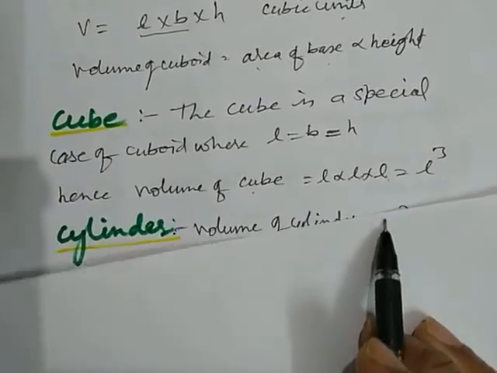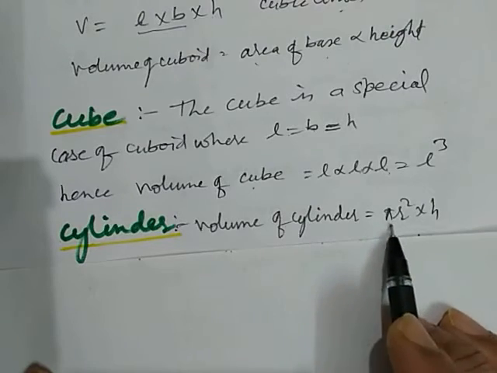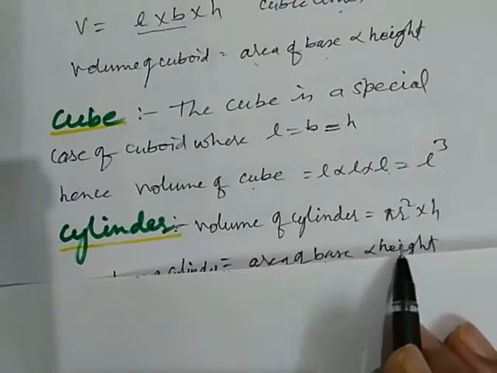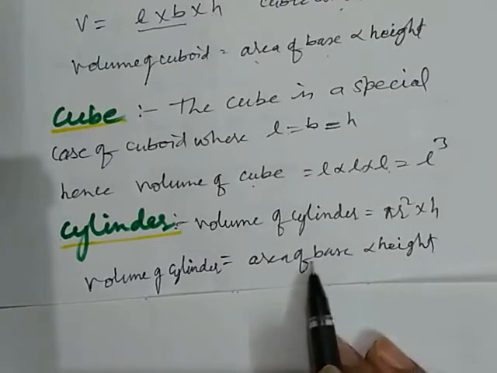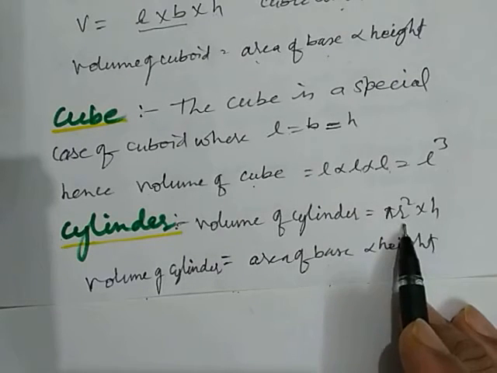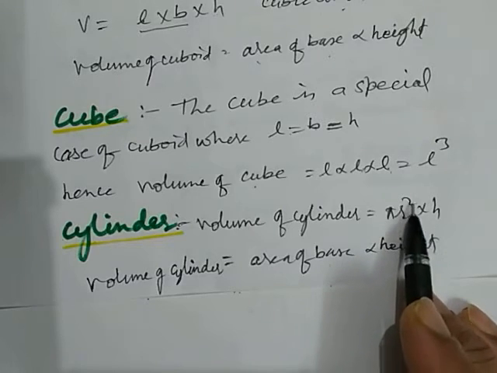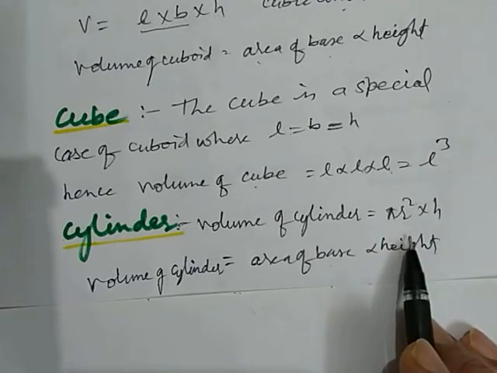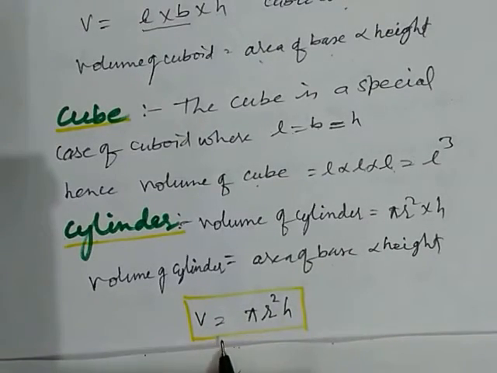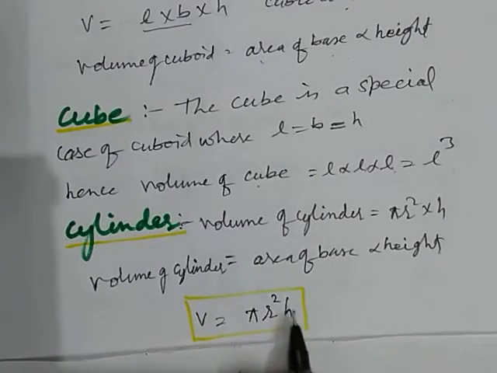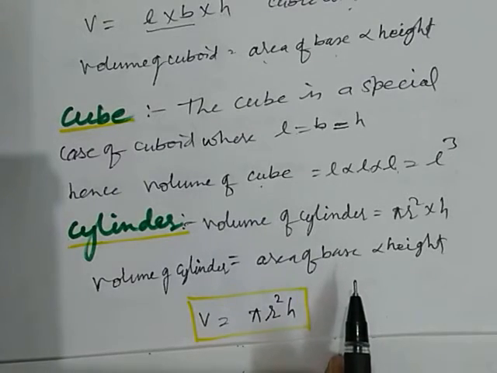Okay. Now cylinder. Volume of cylinder equals pi r square into H. Why? Because volume of cylinder is area of base into height, and the area of base is pi r square because the base of a cylinder is circular. So the area of a circle is pi r square and the height of the cylinder is H, so pi r square into H. So the volume of cylinder is given by pi r square H. This way we can express the volume of cube, cuboid and cylinder.